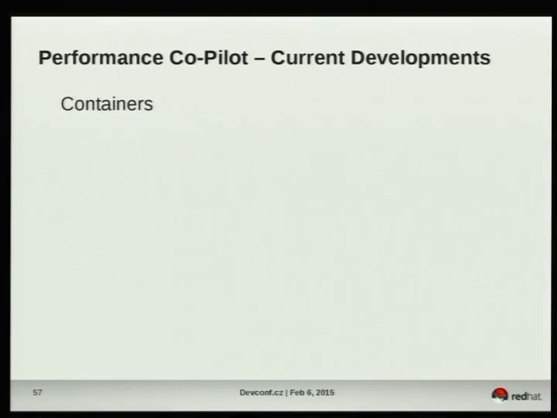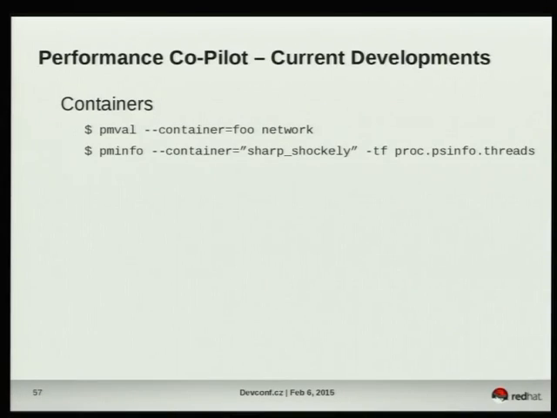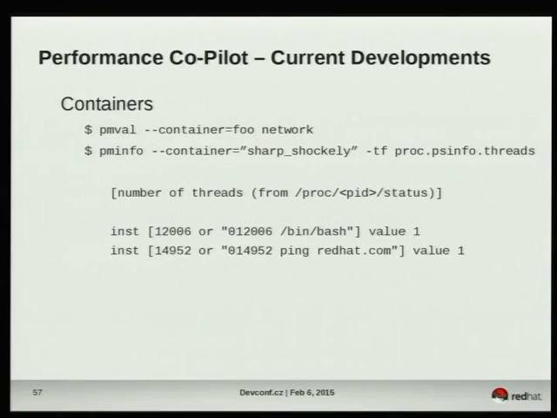Install that in the host, and the only difference to you is you get the PMVal. You specify the container, so whatever name you want. In this case, for example, Sharp Shockley. Docker happens to be the driver, but in the future, who knows, it might be Rocket. If we're interested in the number of threads running, and this is from the /proc, there's nothing been installed. This is a stock Fedora container. Number of threads, and I'm pinging redhat.com with my bash instance.